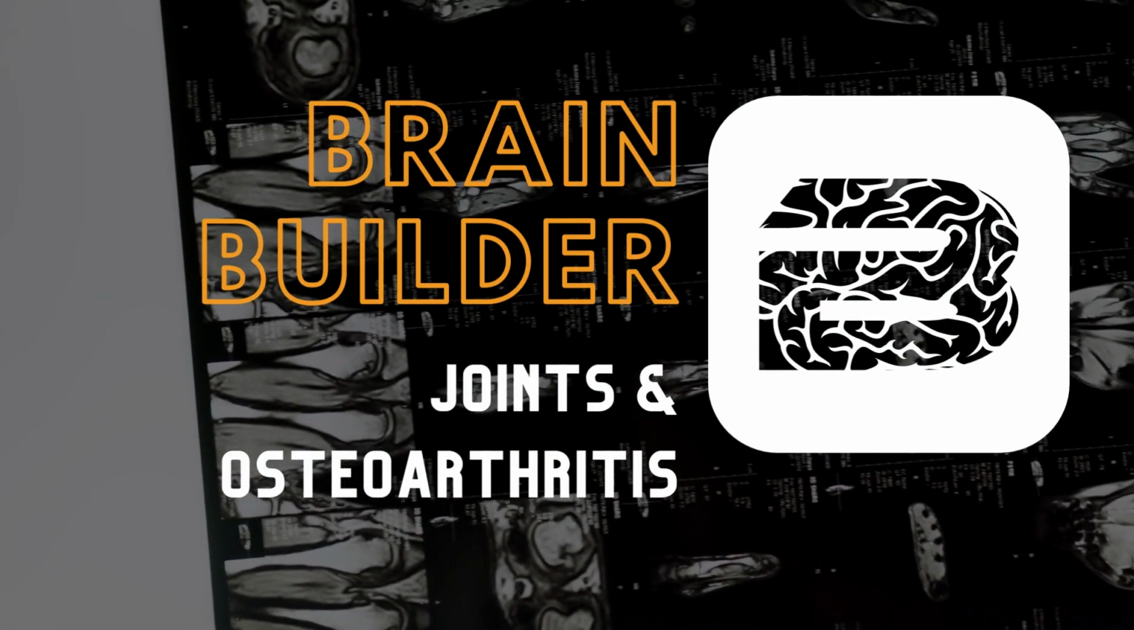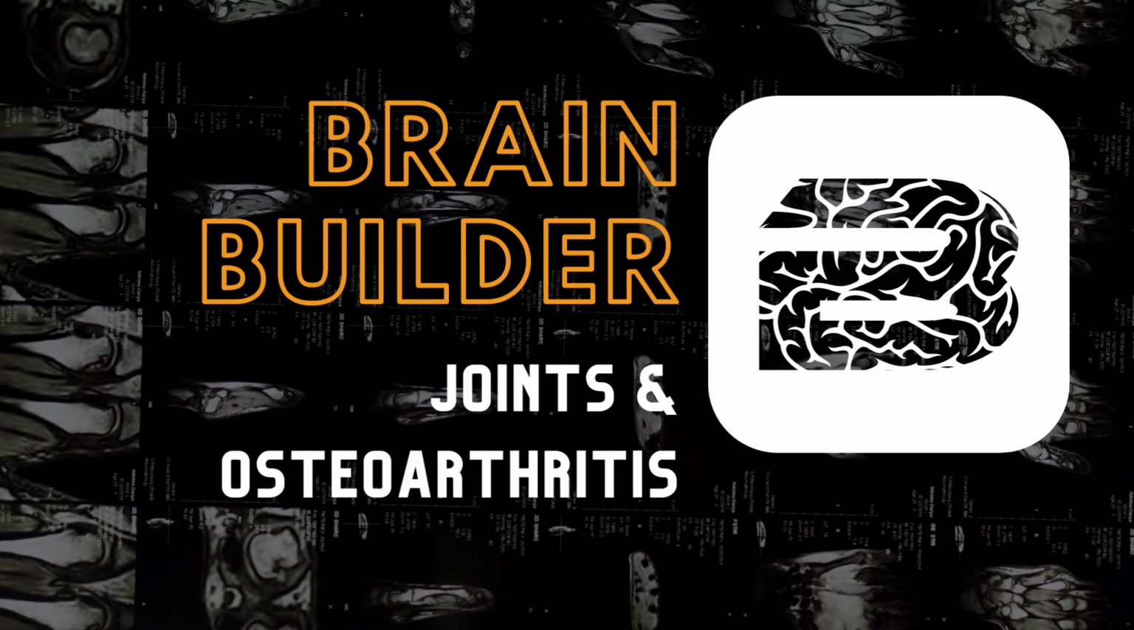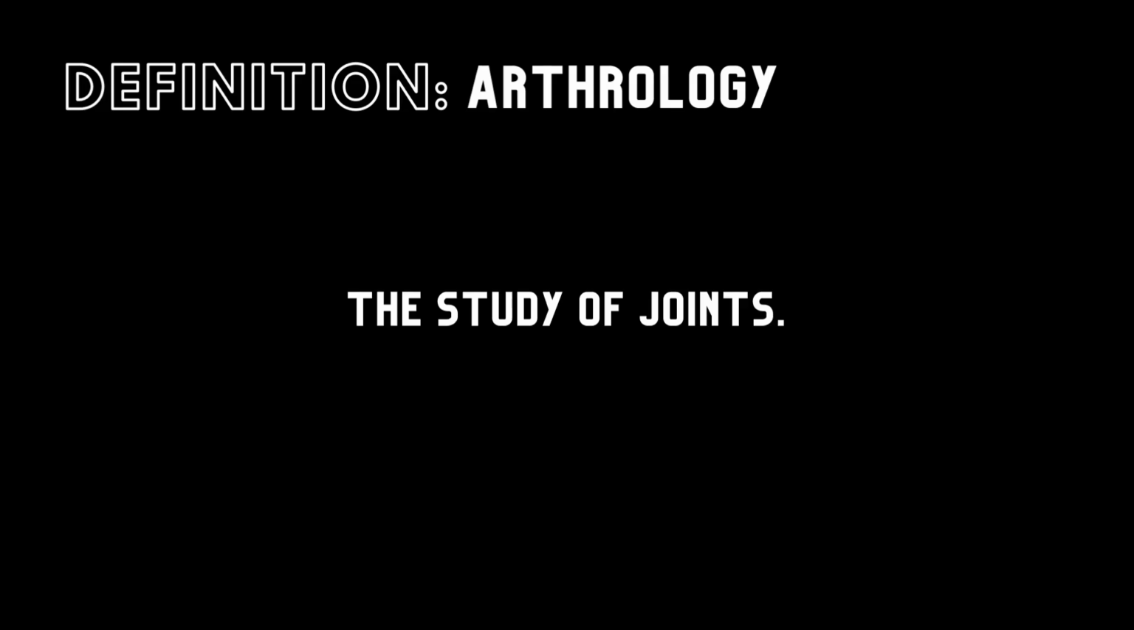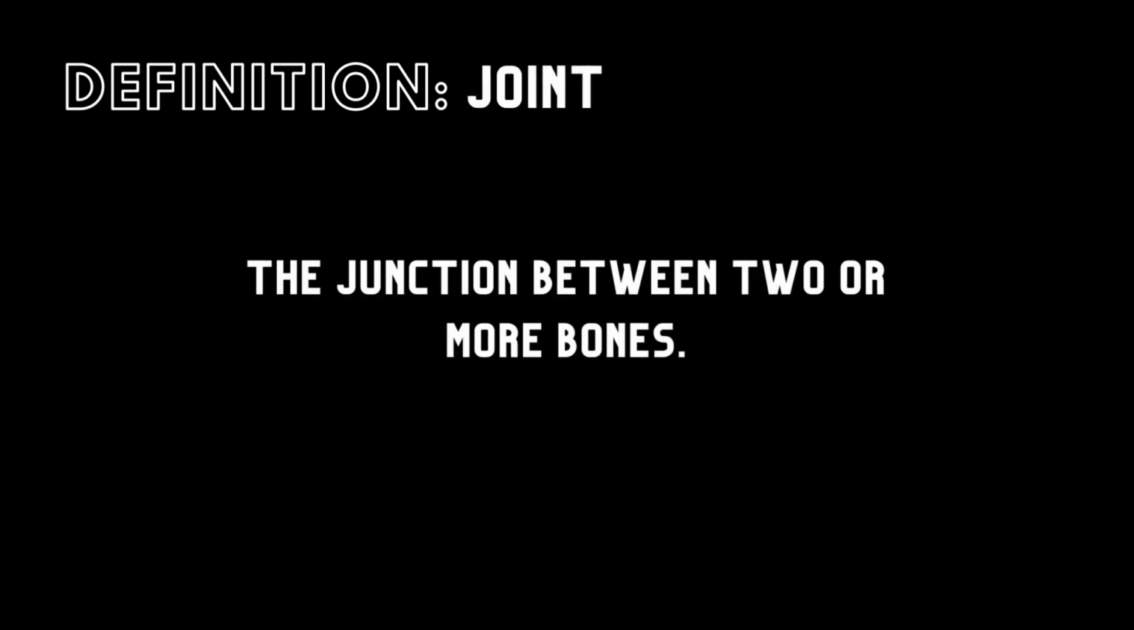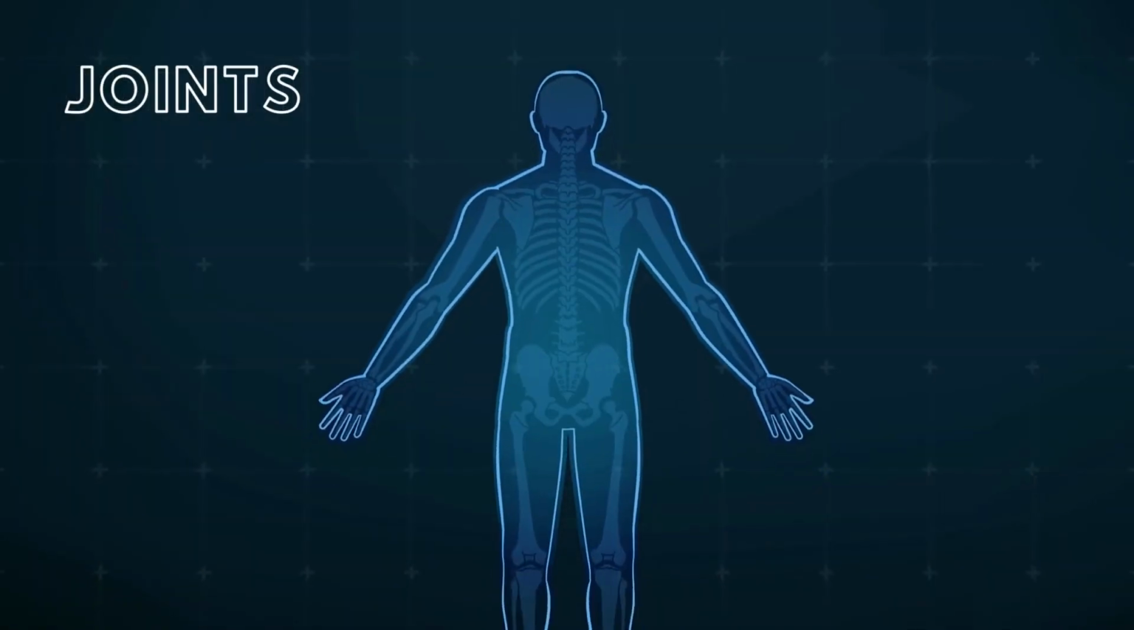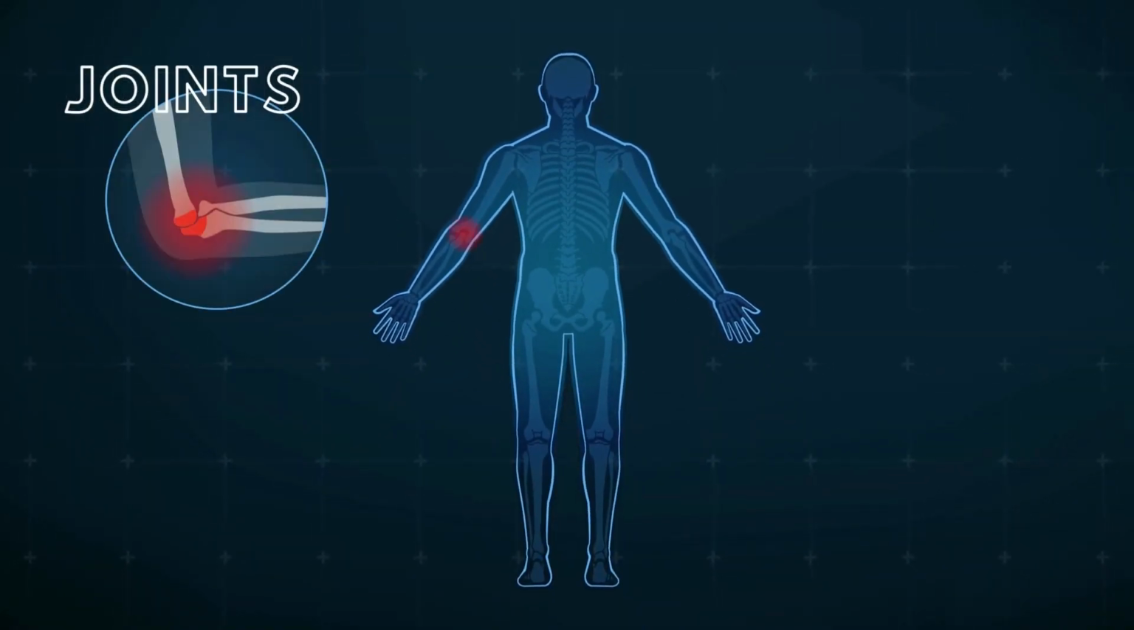Today, we are going to look at a BodyViz brain builder about joints and osteoarthritis. Arthrology is the study of joints, and a joint is defined as the junction between two or more bones. Joints are classified according to their potential for movement at the joint.